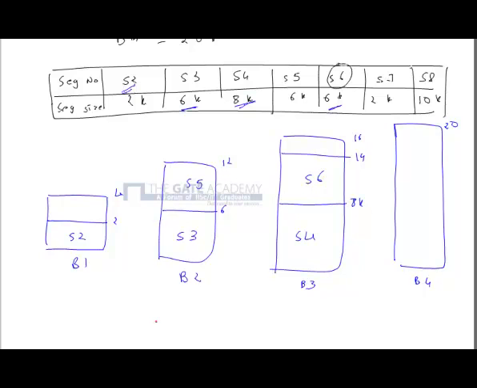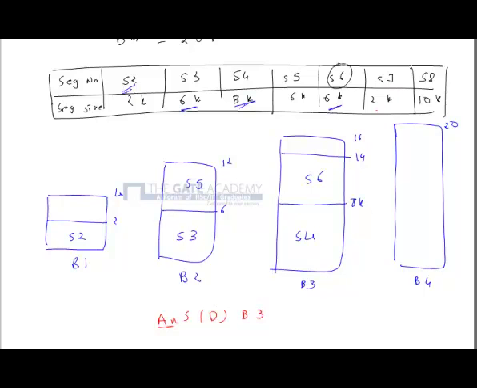So answer for question number 23 will be D, that is B3. S6 has been allocated to block B3. Now next question, in that they are asking for the amount of external fragmentation. So for that let's finish the remaining 2 segments request.